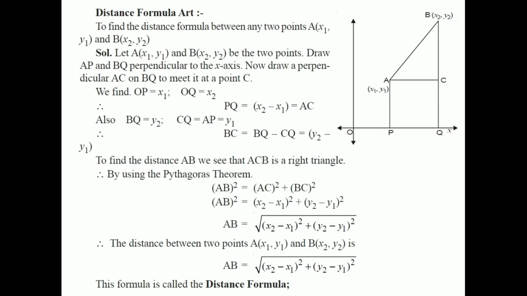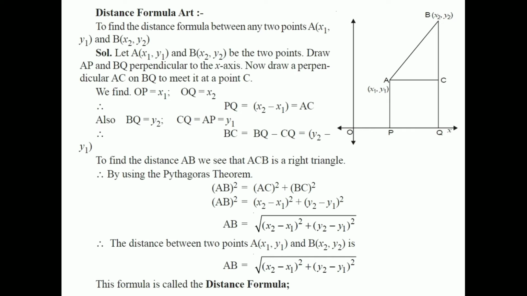Now, BQ has the value y2. CQ has the value y1, which is the same as AP. From these two, we can get the value of BC as BQ minus CQ, which is equal to y2 minus y1. This is the value of BC.